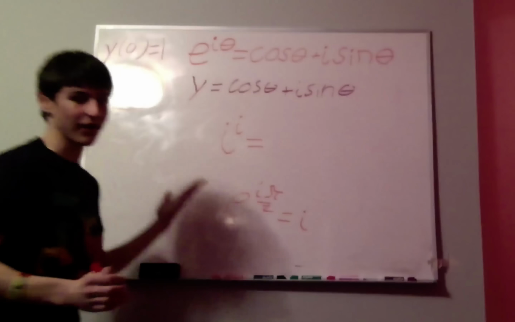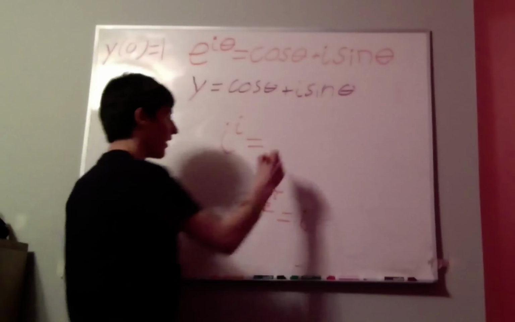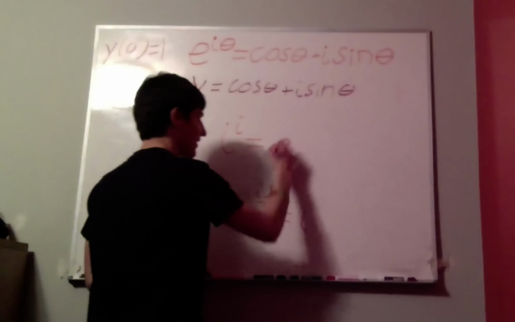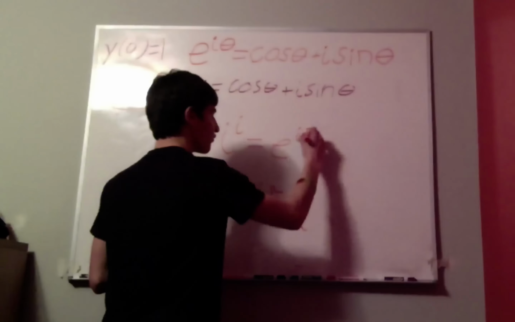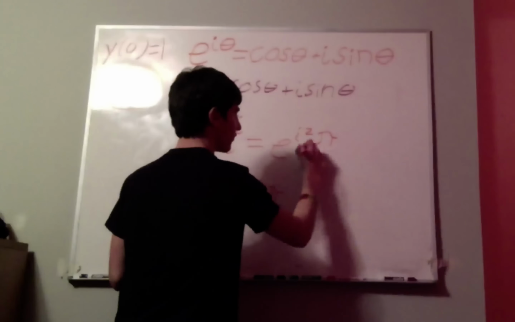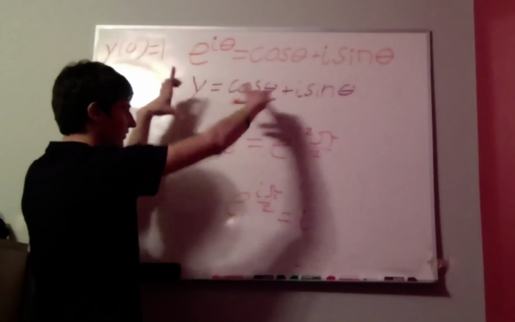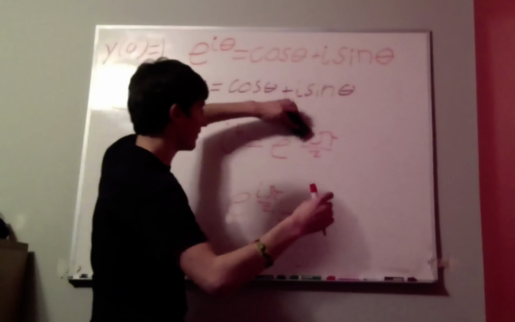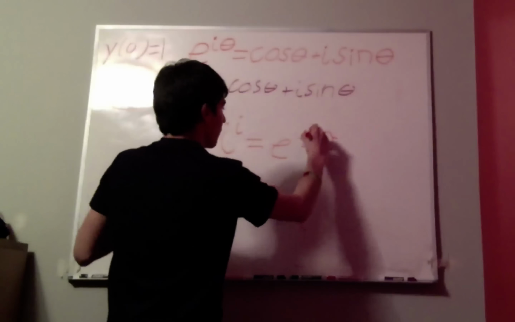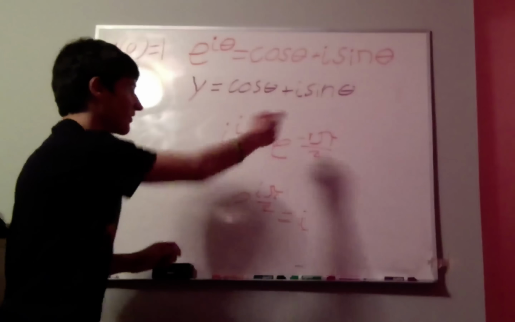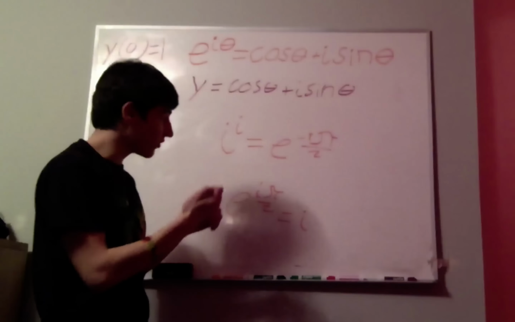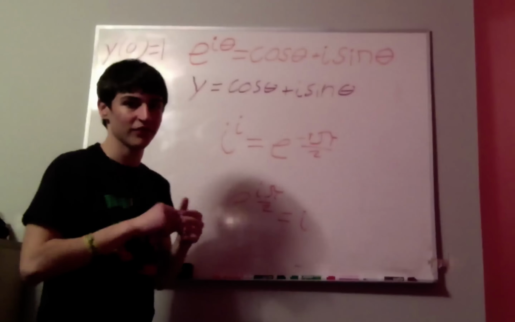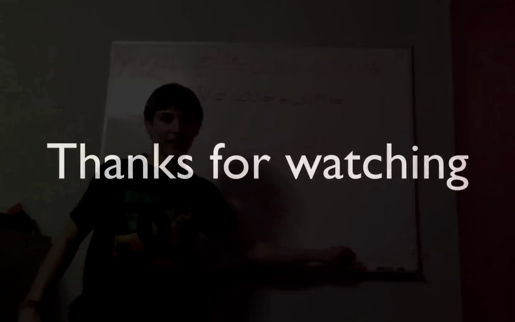Normally that would be pretty hard. I would have no idea how to do that. But in this case, it's going to be e to the i squared pi over 2. I just brought both sides to the i. And i squared is -1. So i to the i is e to the minus pi over 2, which is real. So I'm going to leave you with that to think about.